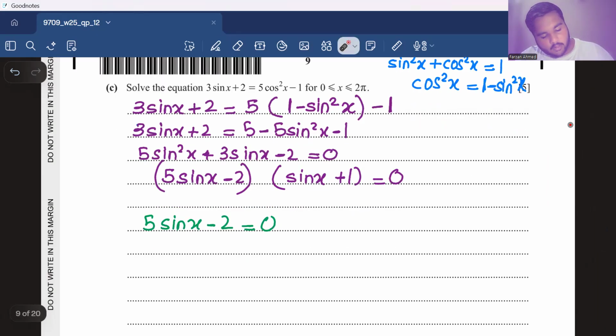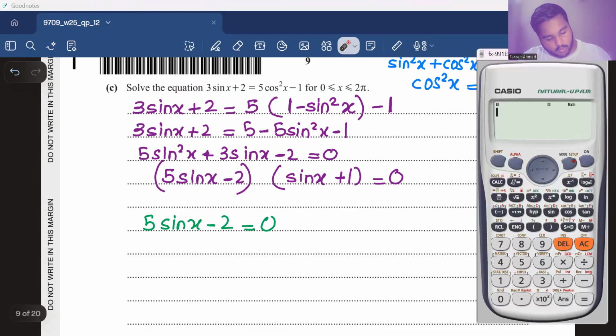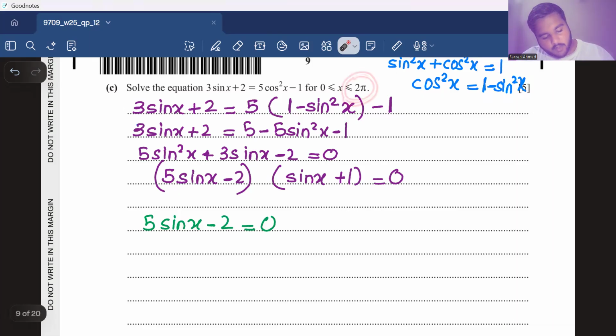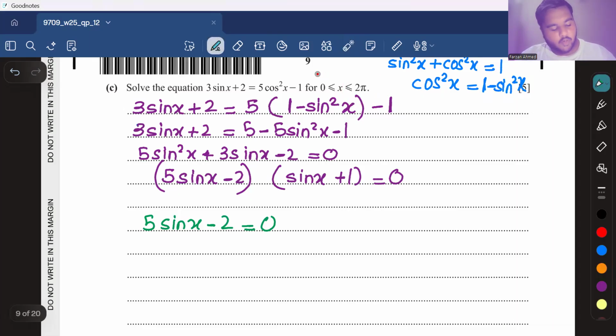Yes, you have to know that your calculator must be in radian mode. So I'm making my calculator in radian mode. For this question, when we have 2 pi or pi in the pi form, your calculator must be in radian mode. So I make my calculator in radian mode. So I'm solving this.